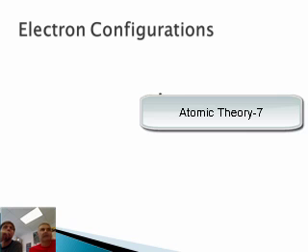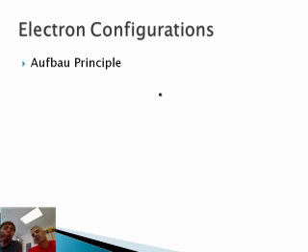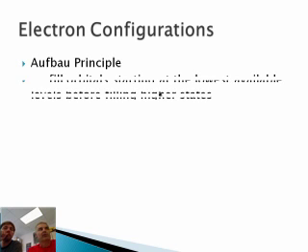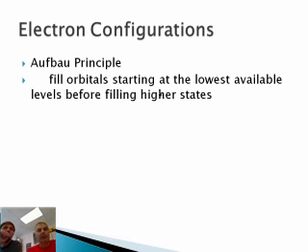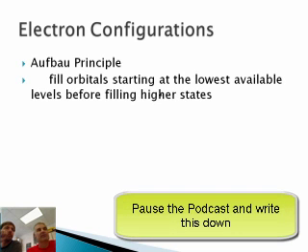So electron configurations follow a couple of rules, or principles technically. The first one's called the Aufbau principle. Probably going to pause the podcast right here, and this is it. They fill orbitals starting at the lowest available levels before filling higher levels. Yes, pause, write that down real quick.